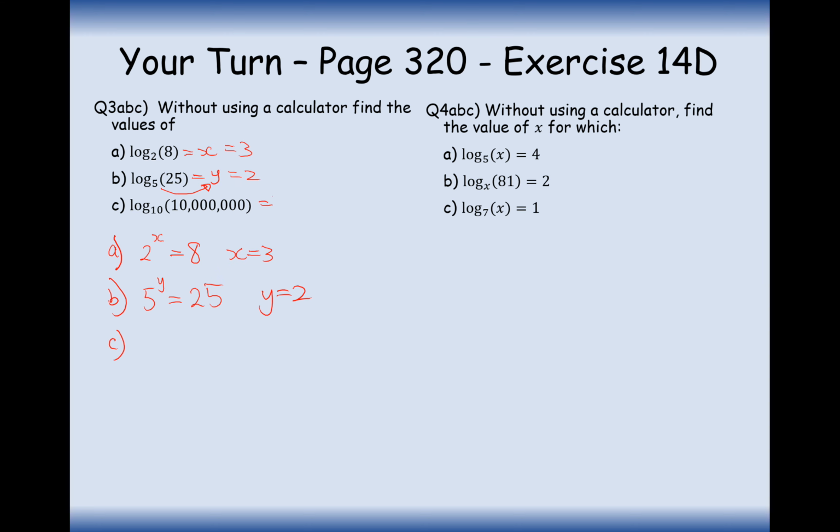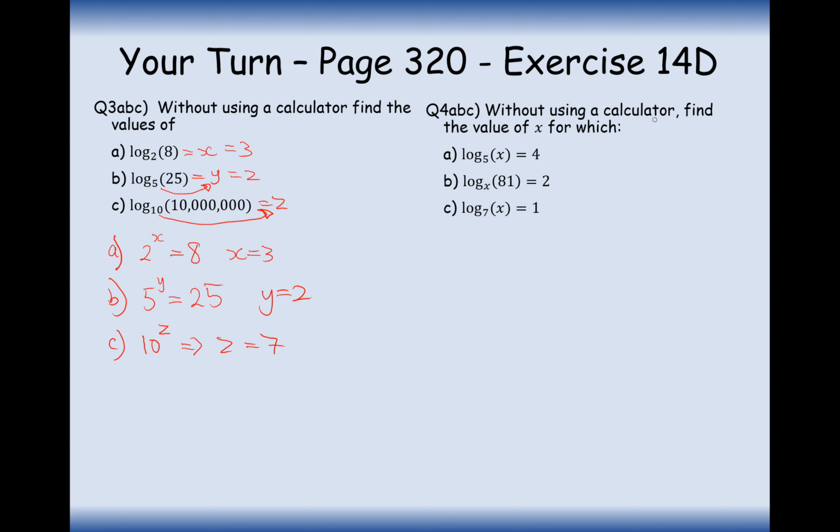And the answer to part C here, the 10 needs to come along, boost the z up as a power. 10 is still the base number, and it's going to be an answer of 10 million. So that's 1, 2, 3, 4, 5, 6, 7 zeros. So in this case here, z needs to equal 7. 10 to the power of 7 is 10 million.